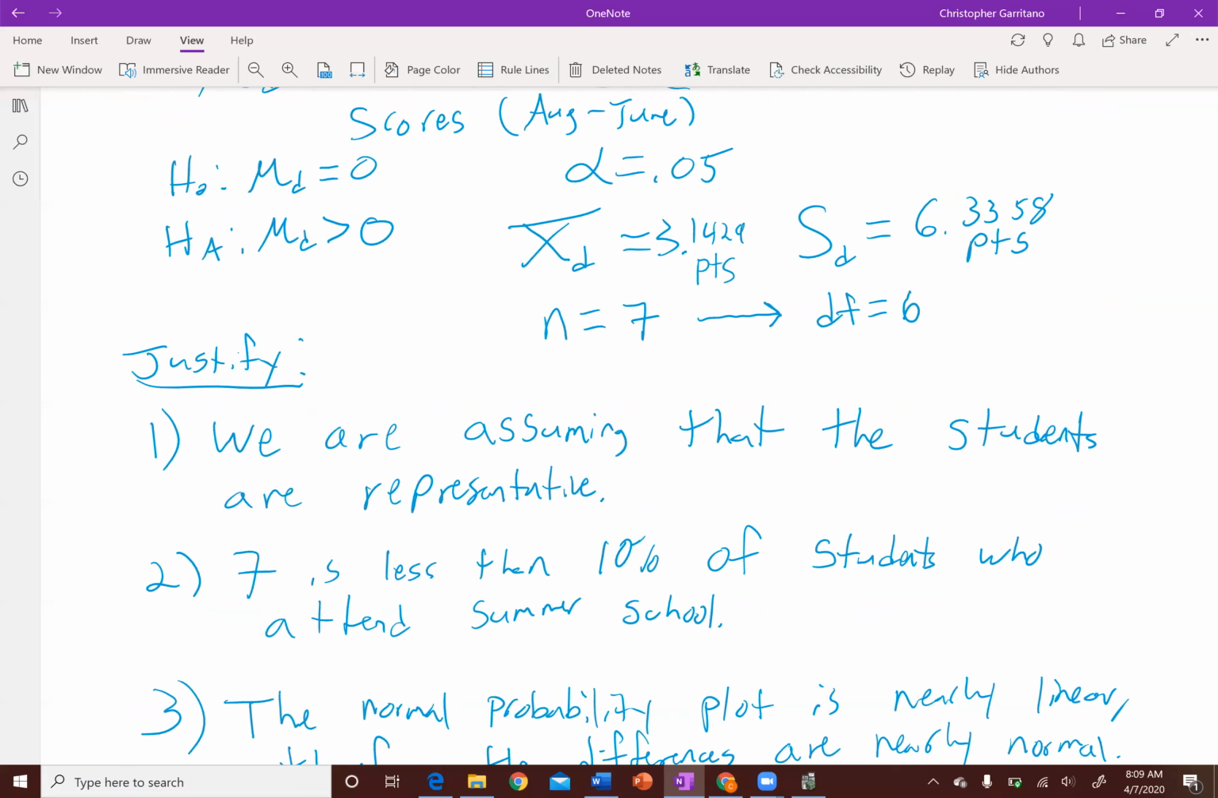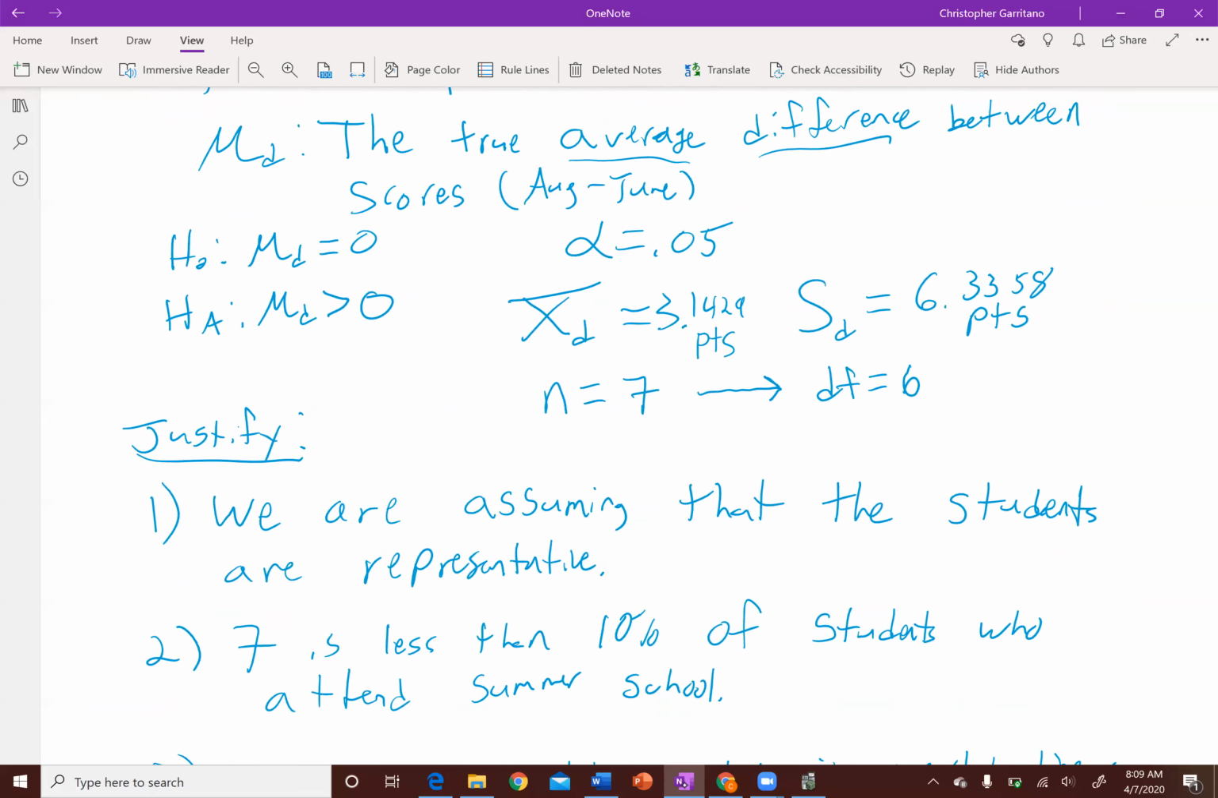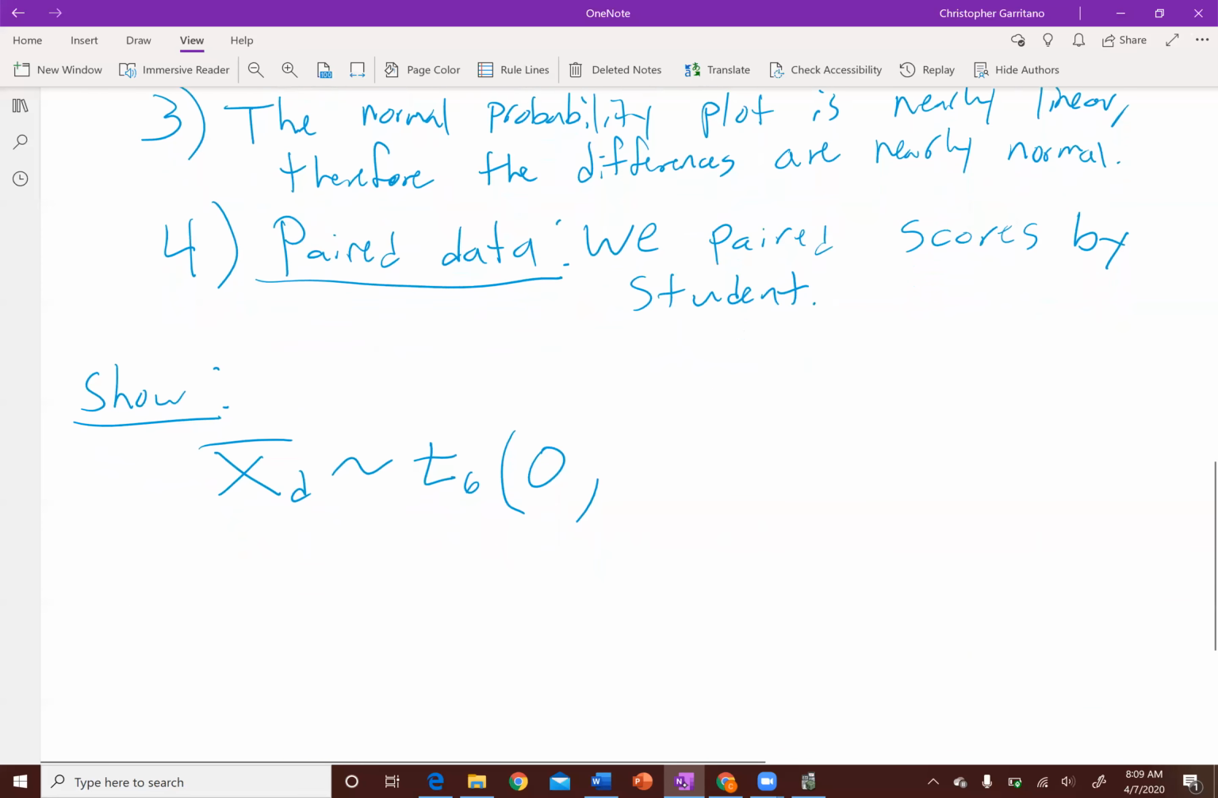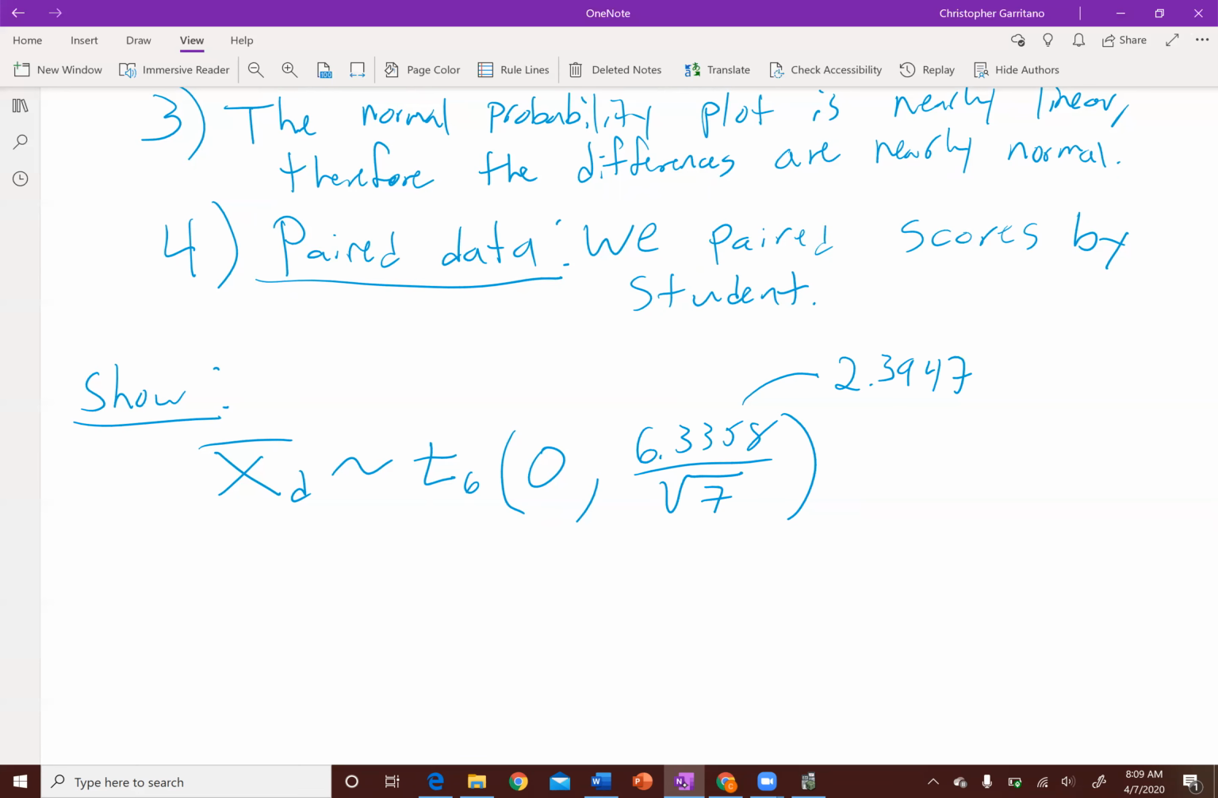And our standard error should be sigma over radical n, but since I don't have sigma, I'm going to use S to approximate sigma. So 6.3358 over radical n, which is radical 7. I didn't calculate this, but I'll calculate it real quick, off screen. All I'm typing in is 6.3358 divided by radical 7, and this gives you 2.3947 approximately.